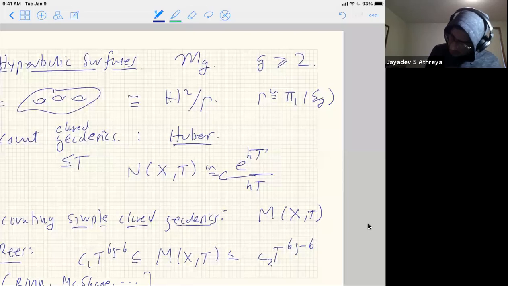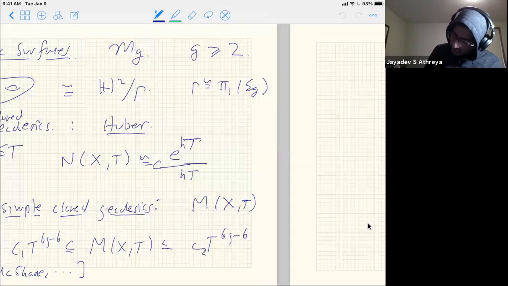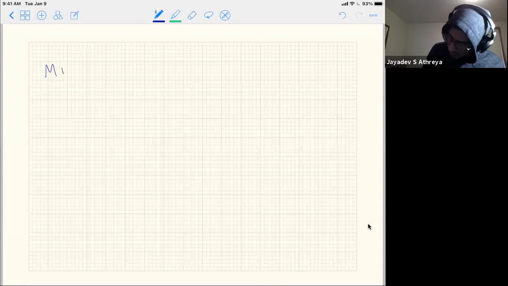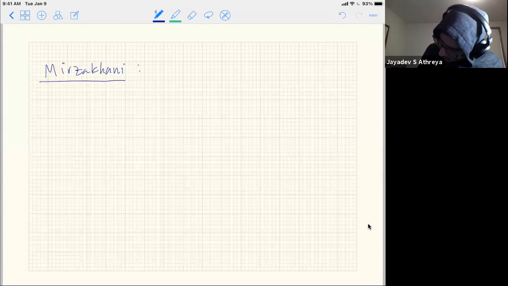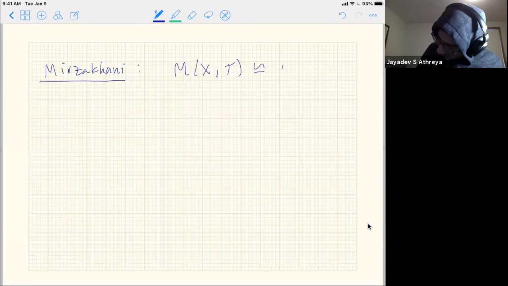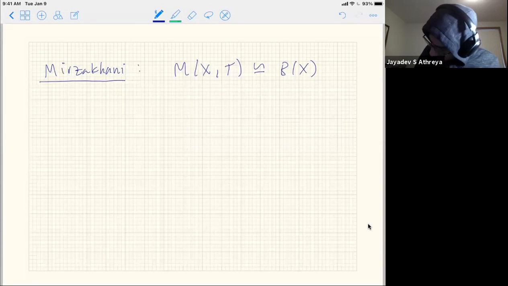But of course, as many of you know, the really huge contribution, the resolution of this problem, happened in Mirzakhani's thesis, where she showed that m(X, t) grows asymptotically like a constant b(X) times t to the 6g minus 6. I'm going to ignore that there are some other constants as well, but I'm going to absorb them into b(X).